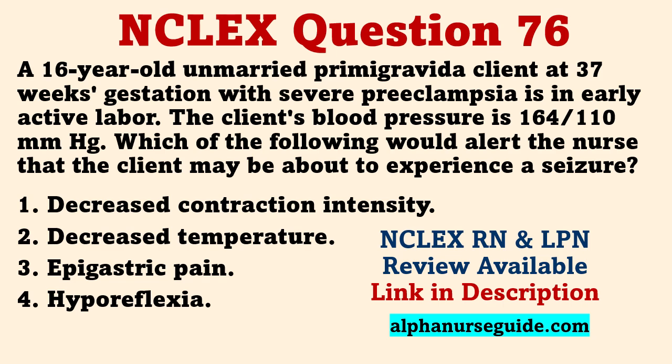The correct answer is 3. Epigastric pain or acute right upper quadrant pain is associated with the development of eclampsia and an impending seizure. This is thought to be related to liver ischemia. Decreased contraction intensity is unrelated to the severity of the preeclampsia. Typically, the client's temperature increases because of increased cerebral pressure. A decrease in temperature is unrelated to an impending seizure. Hyperreflexia is not associated with an impending seizure. Typically, the client would exhibit hyperreflexia.